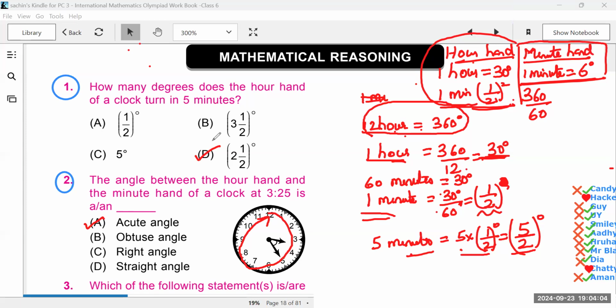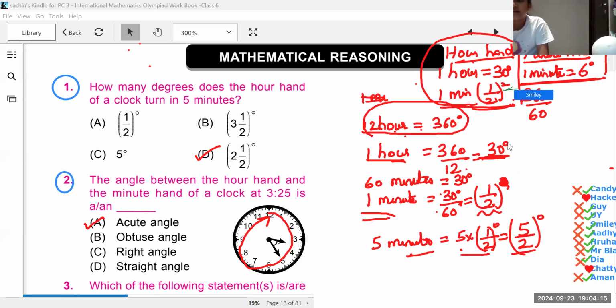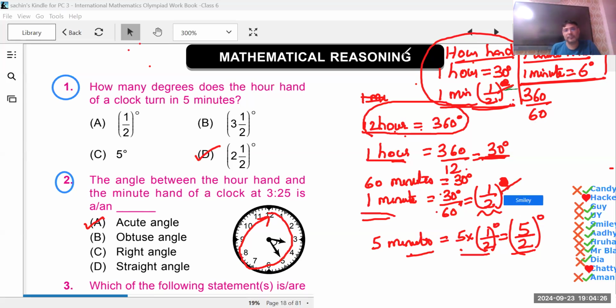Yes, sir. Excuse me, sir. I wanted to ask what have you written over here? Beta, this is the degree sign. It looked like a 2. This is degree. And sir, over here also you have put a degree. Yes, it's degree. Okay, sir.